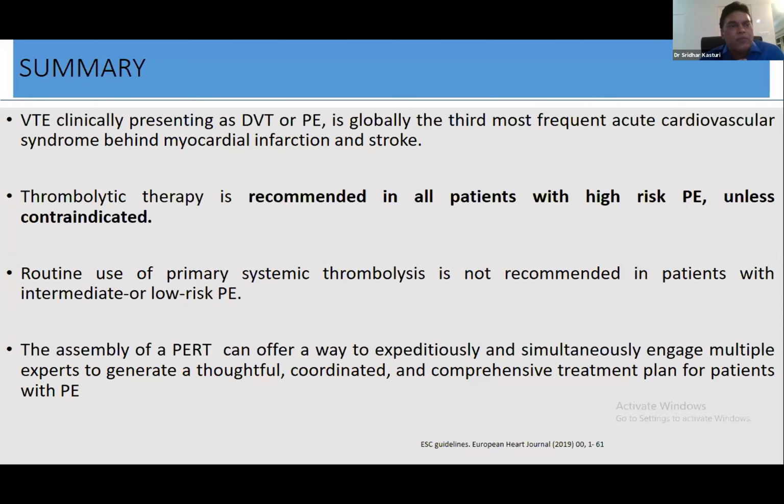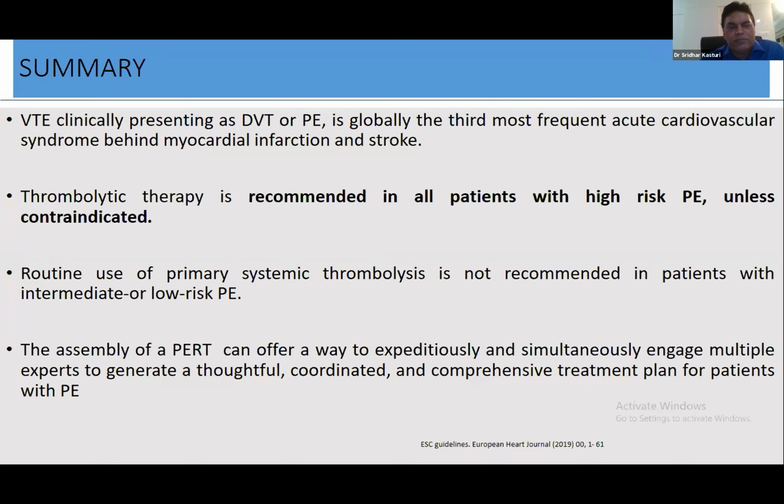So venous thromboembolism, clinically presenting as DVT or PE, is globally the third most frequent acute cardiovascular event. Thrombolytic therapy is recommended in all patients with high risk PE unless contraindicated. In the intermediate group, if there is any worsening or deterioration, at that time you can use it. So routine use of primary systemic thrombolysis is not recommended in patients with intermediate or low risk PE.